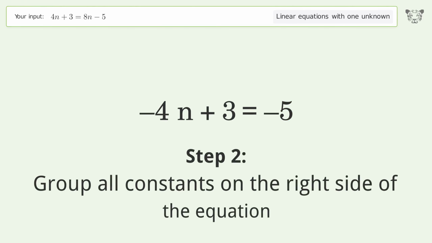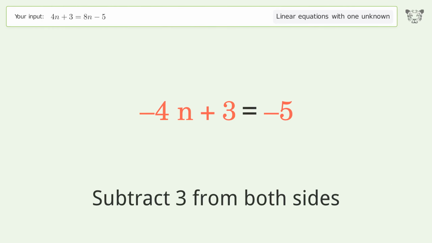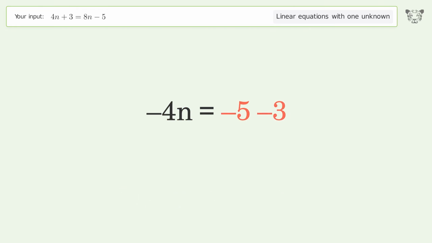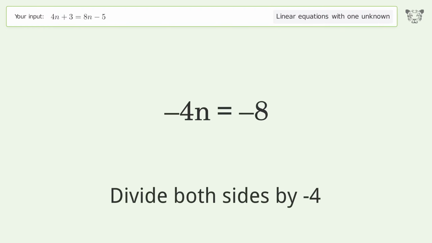Group all constants on the right side of the equation. Subtract 3 from both sides. Simplify the arithmetic. Isolate the n. Divide both sides by -4.